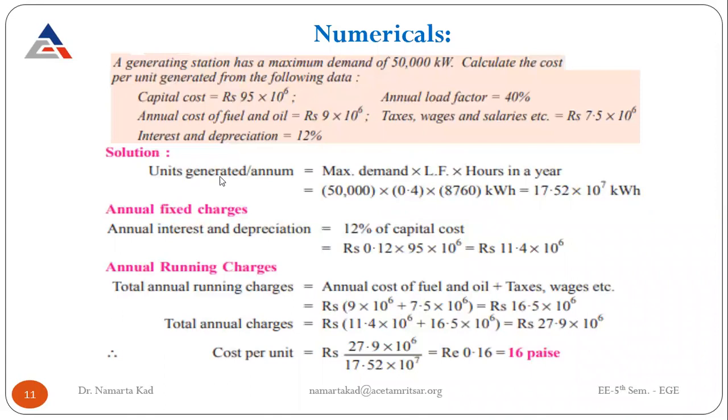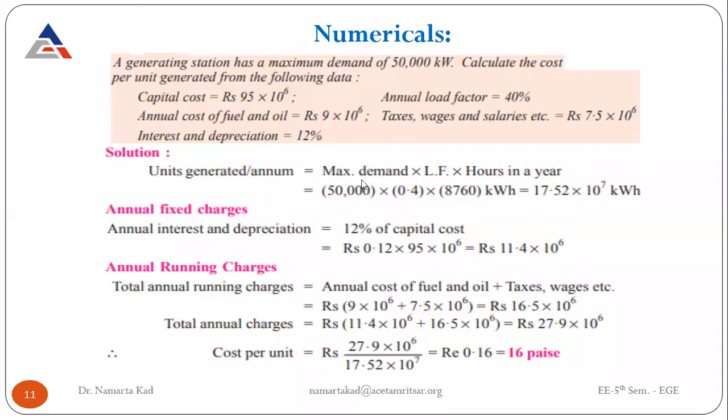Now the units generated per annum. How many units are generated, or how much is the energy generated on a yearly basis? So the formula is maximum demand multiplied by the load factor multiplied by the hours in a year. This is the formula of the load factor which we have taken in the last chapter. So we know that the load factor is equal to maximum demand divided by energy into time, time that is in hours. So here we get the energy generated per annum.